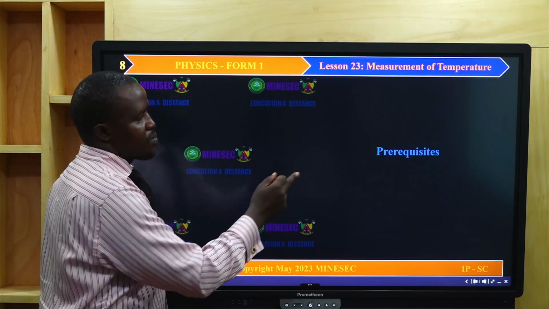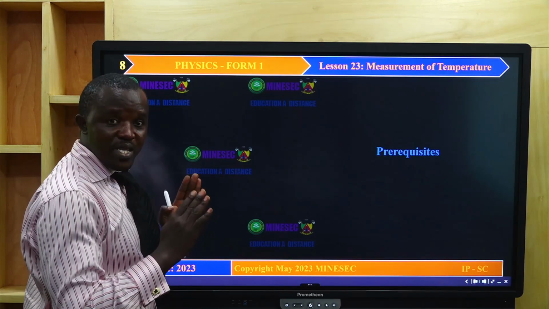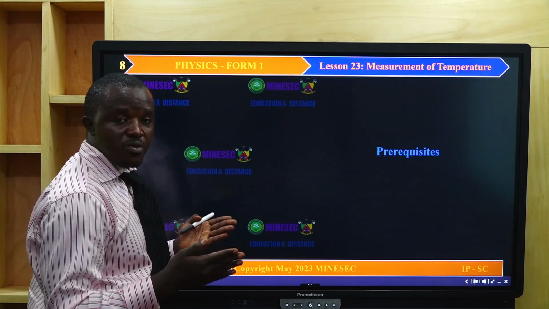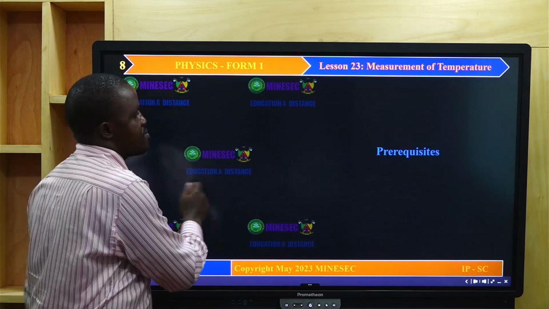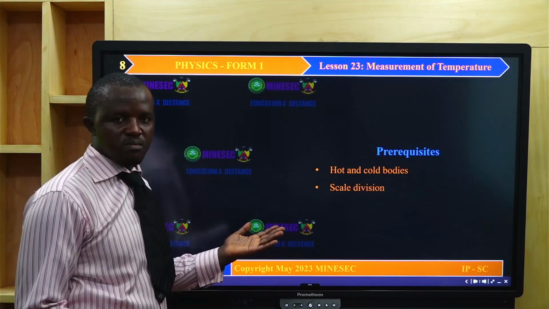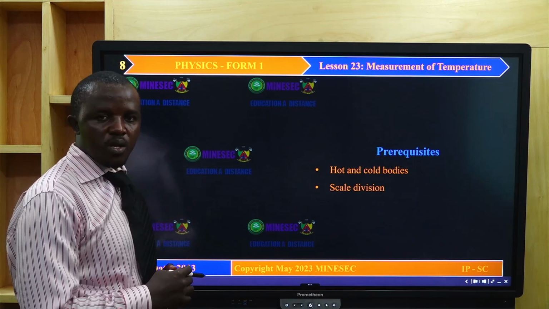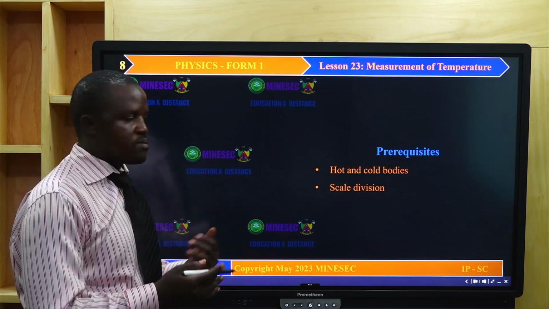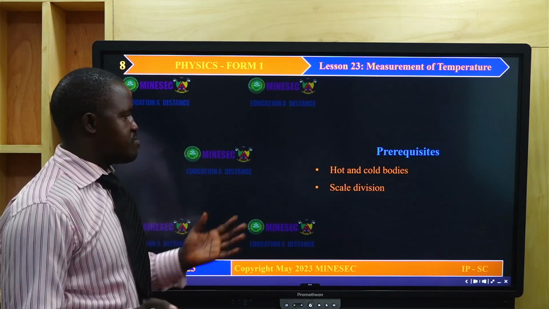So, prerequisites to measure temperature. What do you need to be familiar with, okay? Hot and cold bodies. You should know what hot bodies are. Cold bodies are scale division.